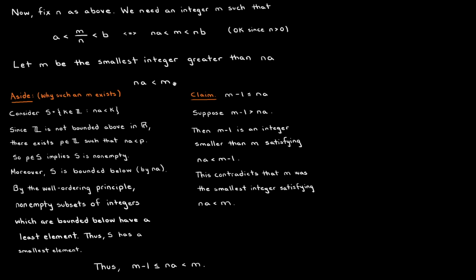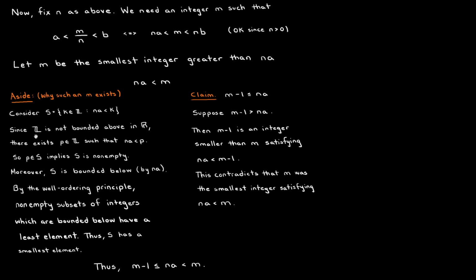Although this seems plausible and intuitive, how do we know that such an m even exists? In order to show that such an m exists, we will have to use something that we haven't really covered. It's something called the well-ordering principle. But for those that are interested, let me briefly go over why such an m exists. Let's begin by considering the set S, which is the set of all integers strictly larger than na. What we are after is the smallest integer larger than na, in other words, the smallest member of S.